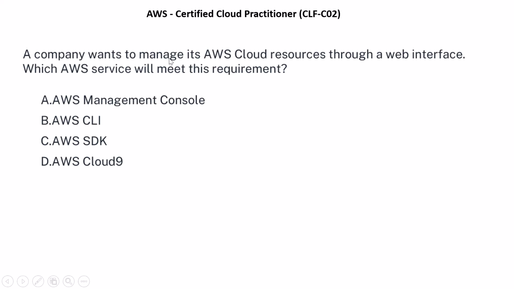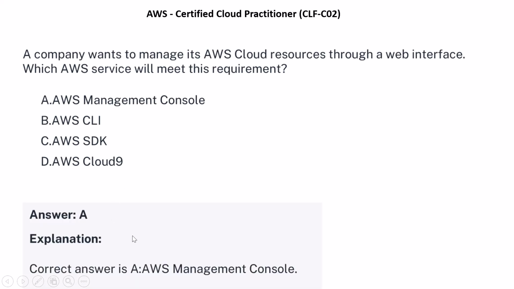A company wants to manage its AWS cloud resources through a web interface. Which AWS service will meet this requirement? The options are option A, AWS Management Console, option B, AWS CLI, option C, AWS SDK, option D, AWS Cloud9. The correct answer is option A, AWS Management Console.